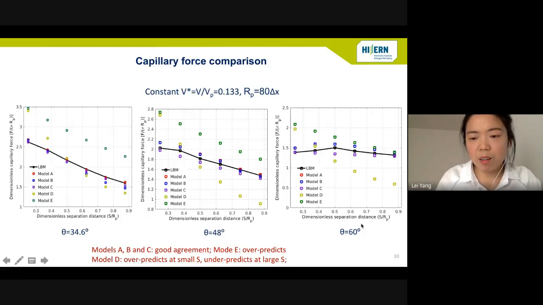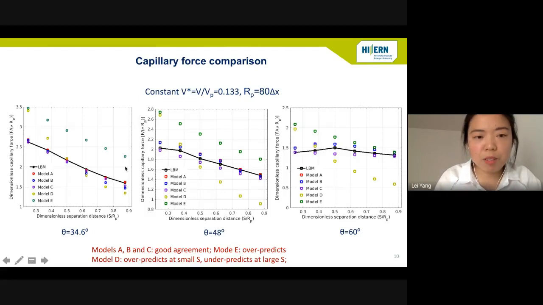While at higher contact angle, we observed not so much difference when the separation distance increases. And somehow we observed a little peak in the center. This is because, as we observed from our LBM simulation, there is a transition of the bridge profile from a convex to a concave shape. And the capillary force is a compromise of the effect of the surface tension force and the Laplace force.